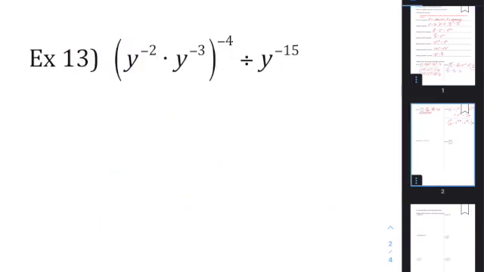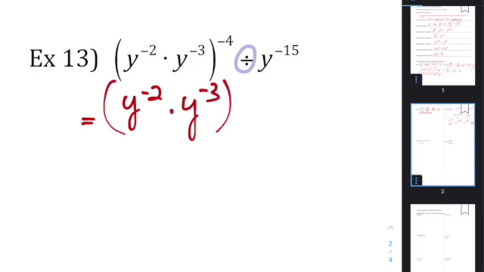Now number 13 has a division sign right here. Division sign means that you put that in the bottom. So let's rewrite it first. So that's going to be y to the negative 2 times y to the negative 3 in parentheses to the negative 4, over y to the negative 15. Now notice the parenthesis is only on the top, so I want to handle that part first.